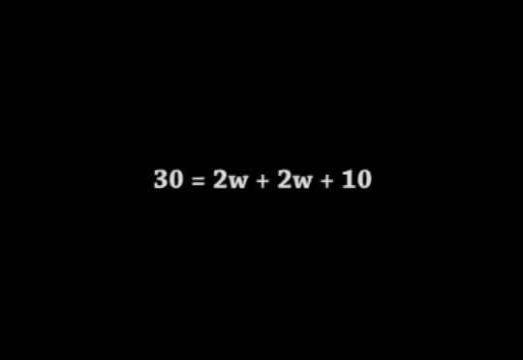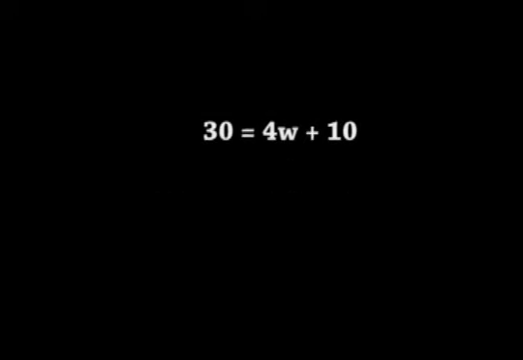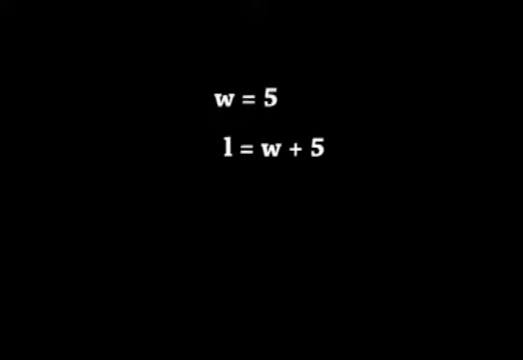We then distribute the 2 into our length equation to get 30 equals 2w plus 2w plus 10. Then we simplify. So we add 5 back into our original equations to get an answer of 5 feet for the width and 10 feet for the length.